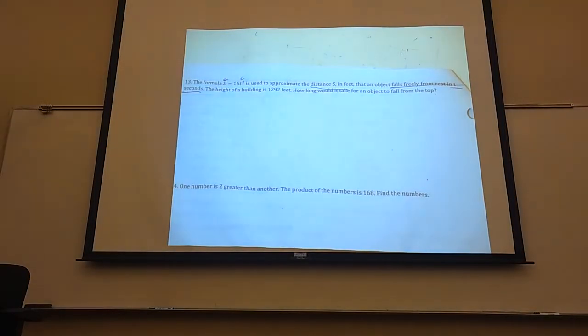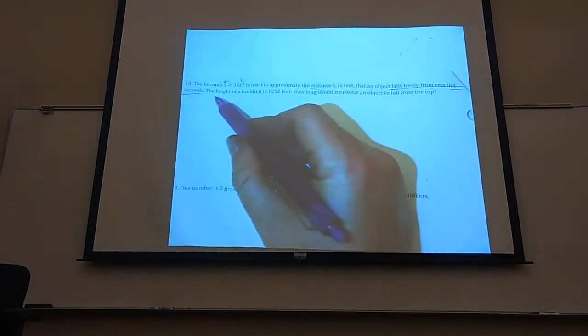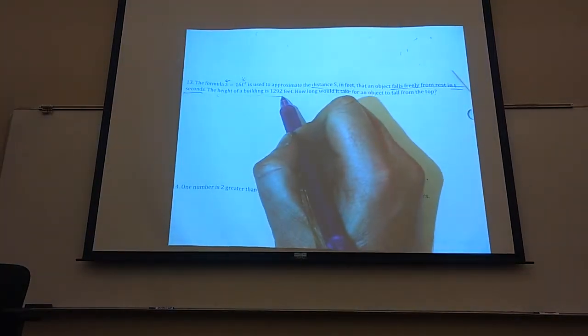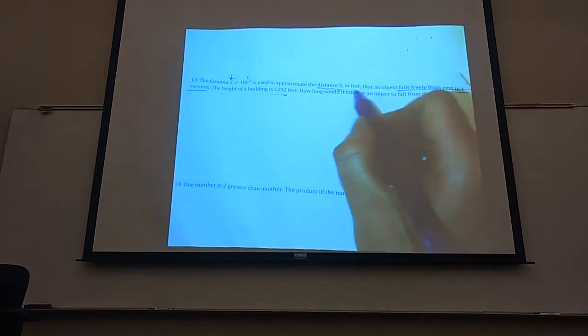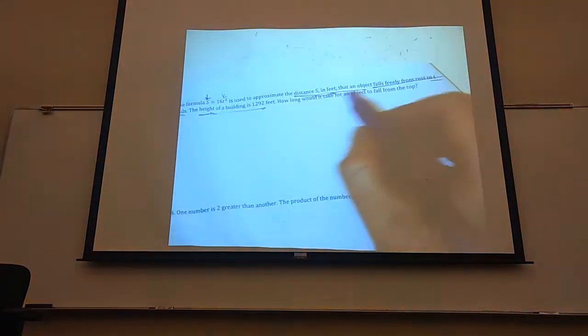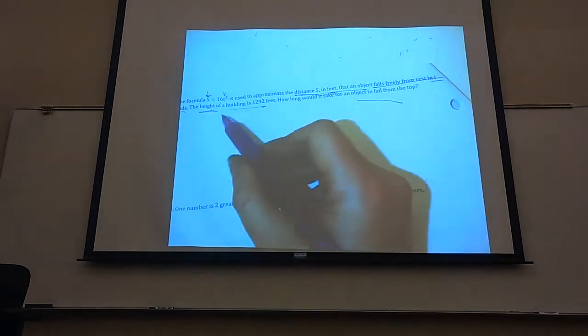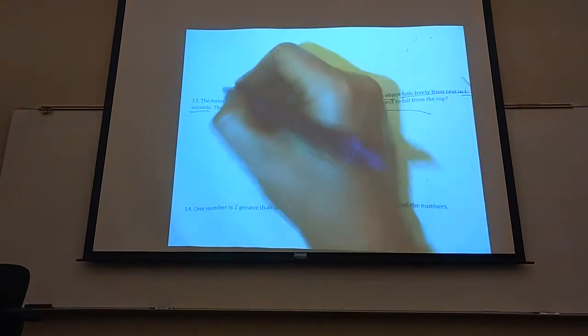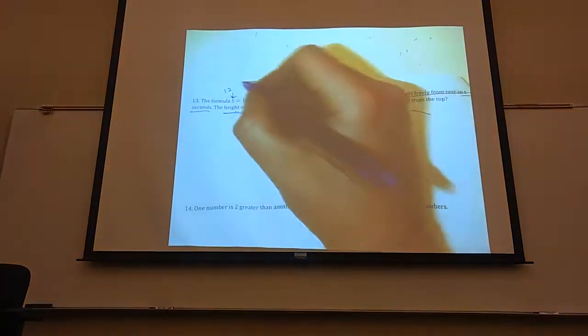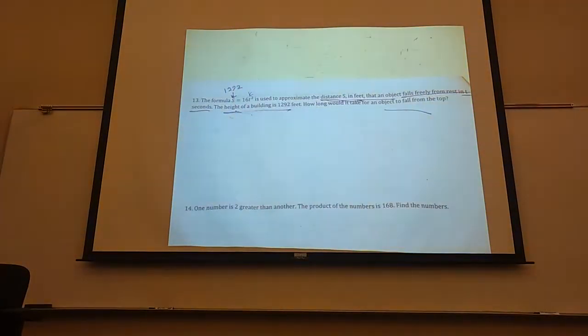Super. So we've got 2 variables. One is already given to us. Which one did they give us? The height, which is distance, s. That's the distance in feet that an object falls, which is going to be the height of this building. Of course, we'd actually have to read this last part. How long would it take for it to fall from the top? Well, it's going to fall the height of the building. 1292. So that's easy.